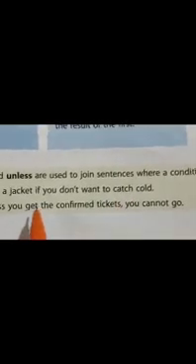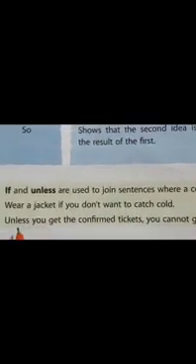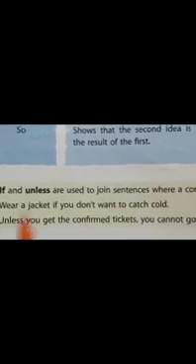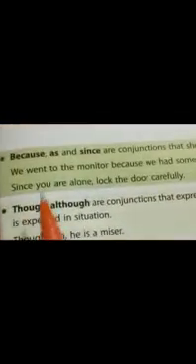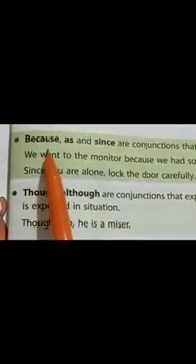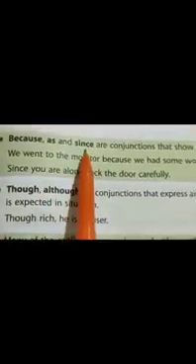Unless you get the confirmed tickets, you cannot go. So here is also a condition. If you will get tickets, then you will go. Otherwise, you cannot go. Then, the conjunctions of reason: because, as, since.